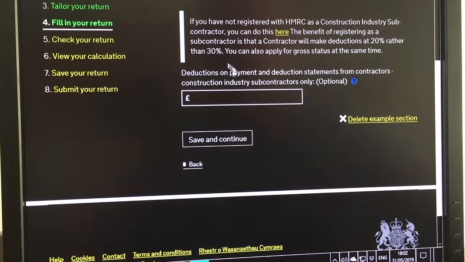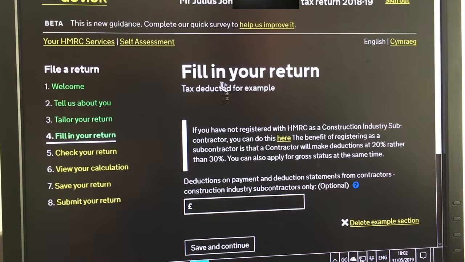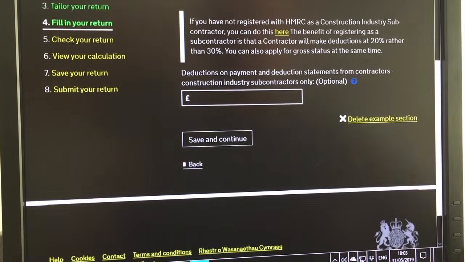All right, deductions on payments and deductions statements. Right, this is where, if you're a subcontractor, you might have had tax deducted from your income at 20%. This is where you put it in. This might be the bit where I've had a question from somebody asking me to do this, and they were a little bit unsure. They were a subcontractor. This is where your tax deducted goes in: deductions on payments and deductions statements from contractors in the construction industry.